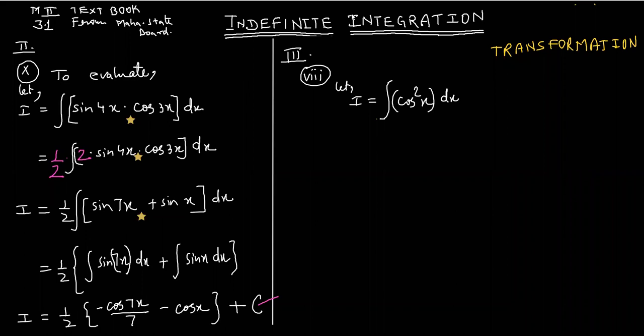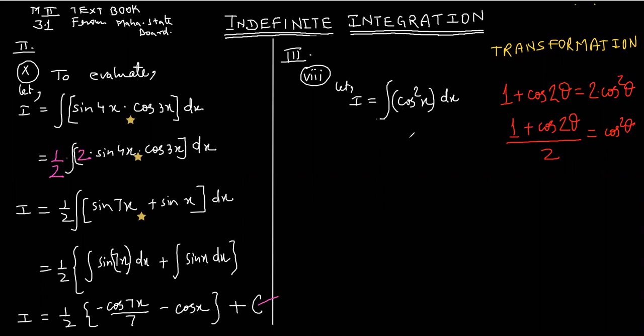What do I mean by that? We all know one very important special formula. What was that? 1 plus cos 2 theta is 2 cos square theta. So what will cos square theta equal to? It will be 1 plus cos 2 theta divided by 2. This is cos square theta.